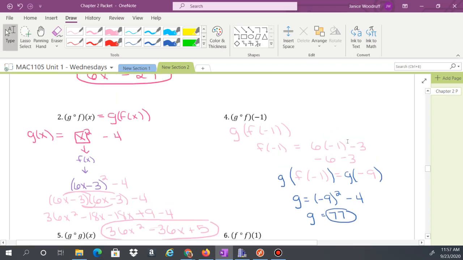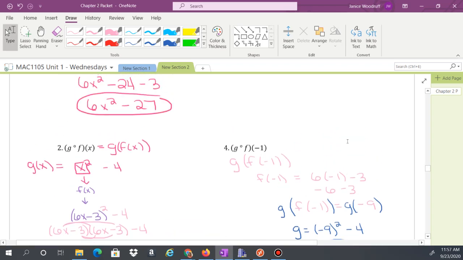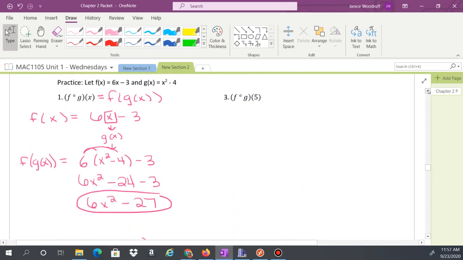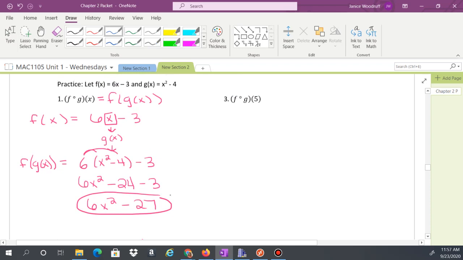All right, and let's go up to number 3. We have f of g of 5. We already did f of g of x, so this one I'm going to take. This is number 3. Just give me a minute. I want to do this one. We have 3 minutes of class left.